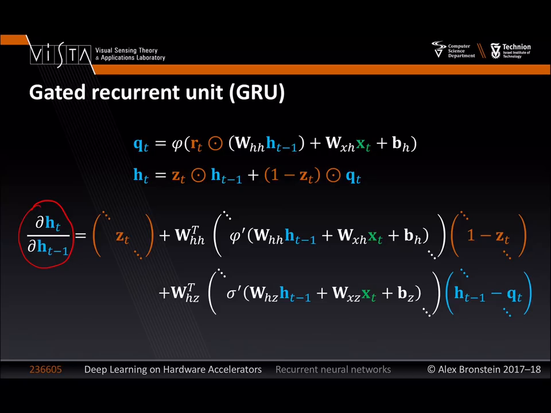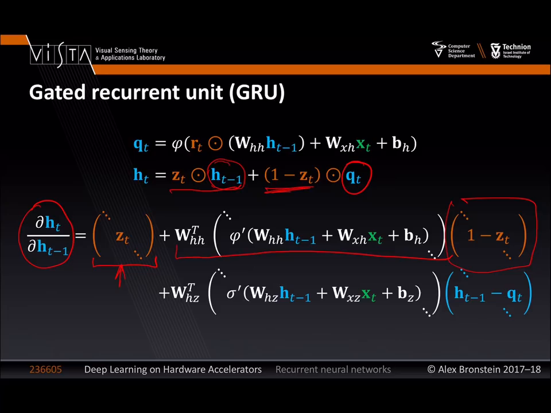Now, if I apply the chain rule, first of all, I'm going to have this matrix ZT, because this is what multiplies HT minus 1. So this term contributes this ZT here. It's a diagonal matrix with the values of ZT on the diagonal. Then I'm going to have our regular expression here, due to QT, except that it is multiplied by 1 minus ZT. This 1 minus ZT will be popping up here as a diagonal matrix with 1 minus ZT on the diagonal.